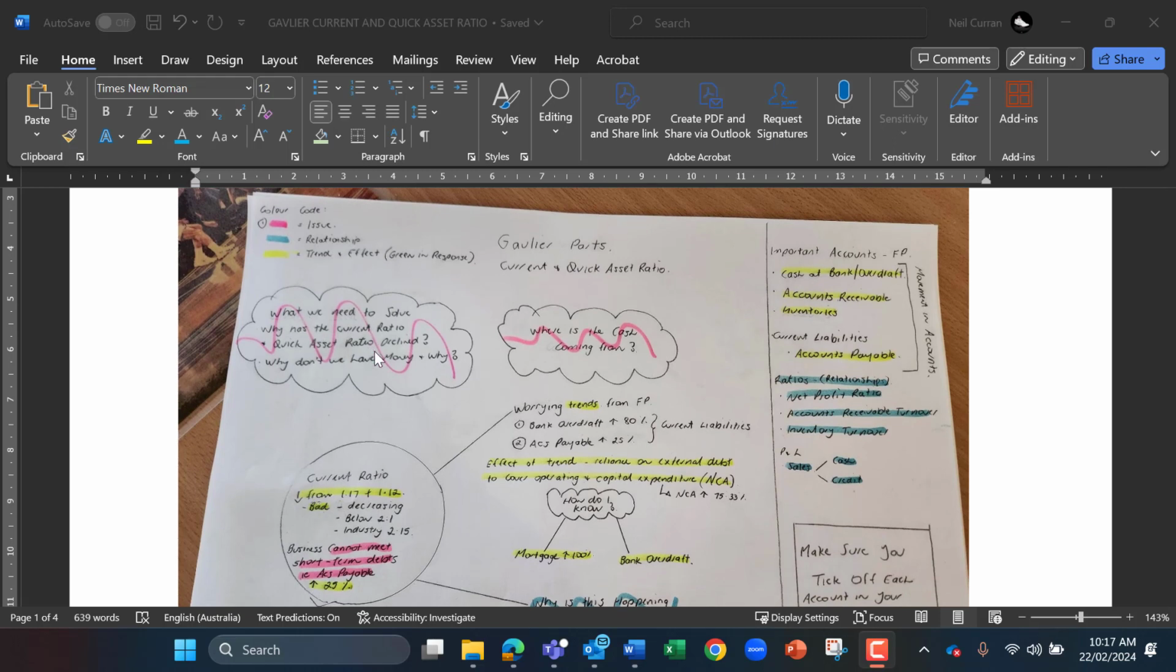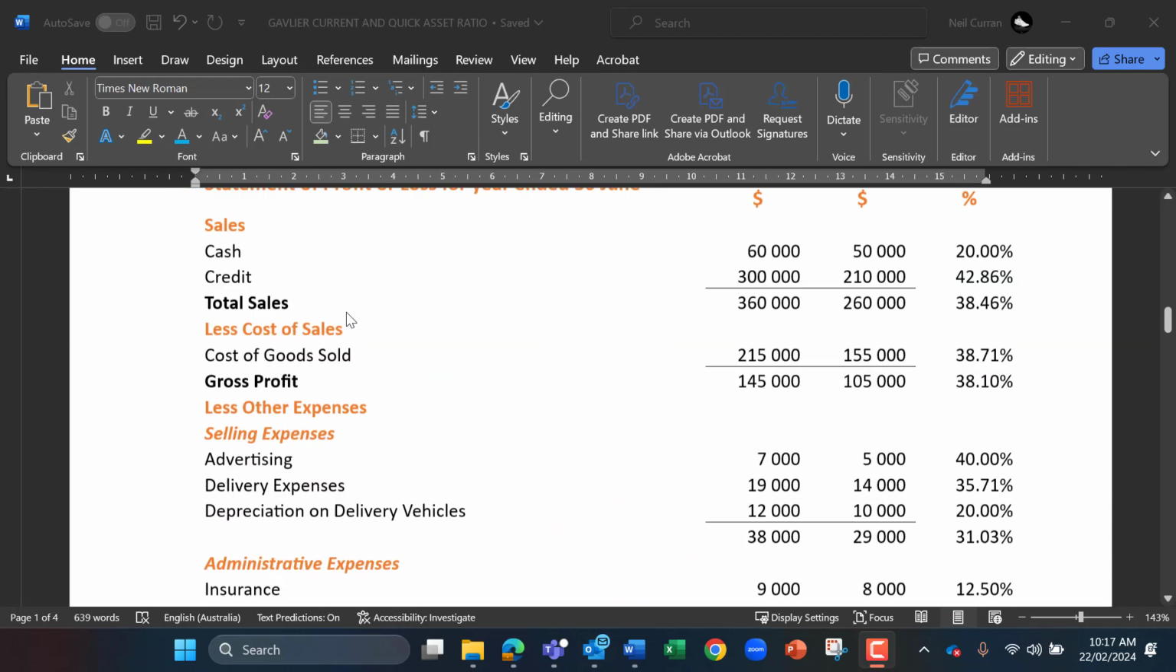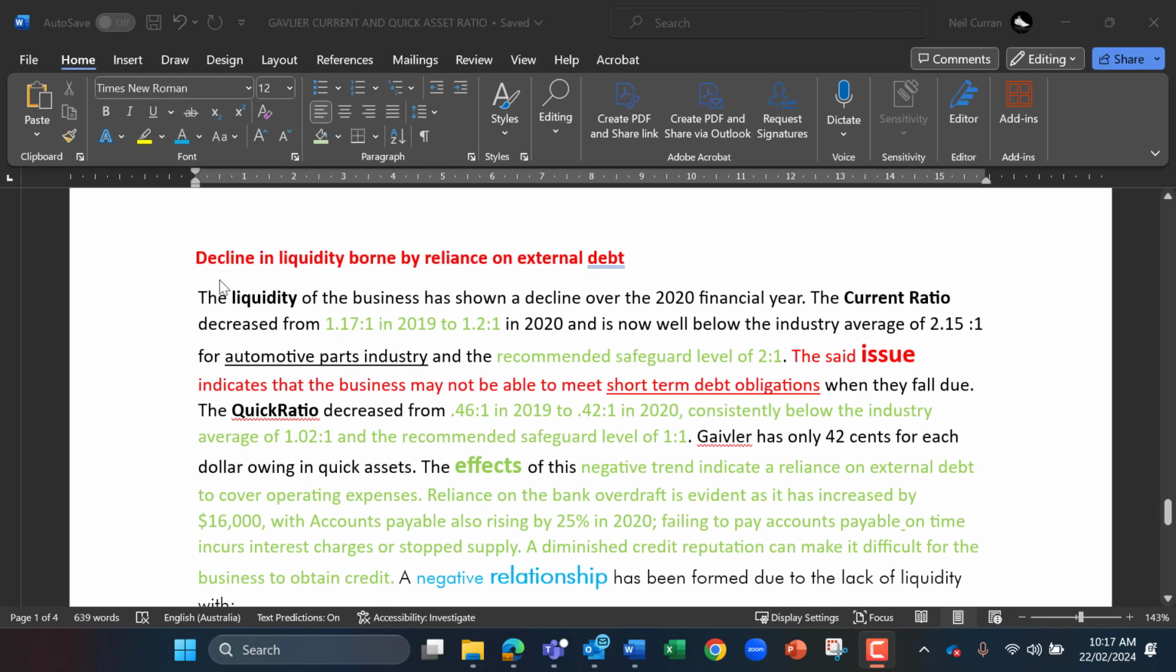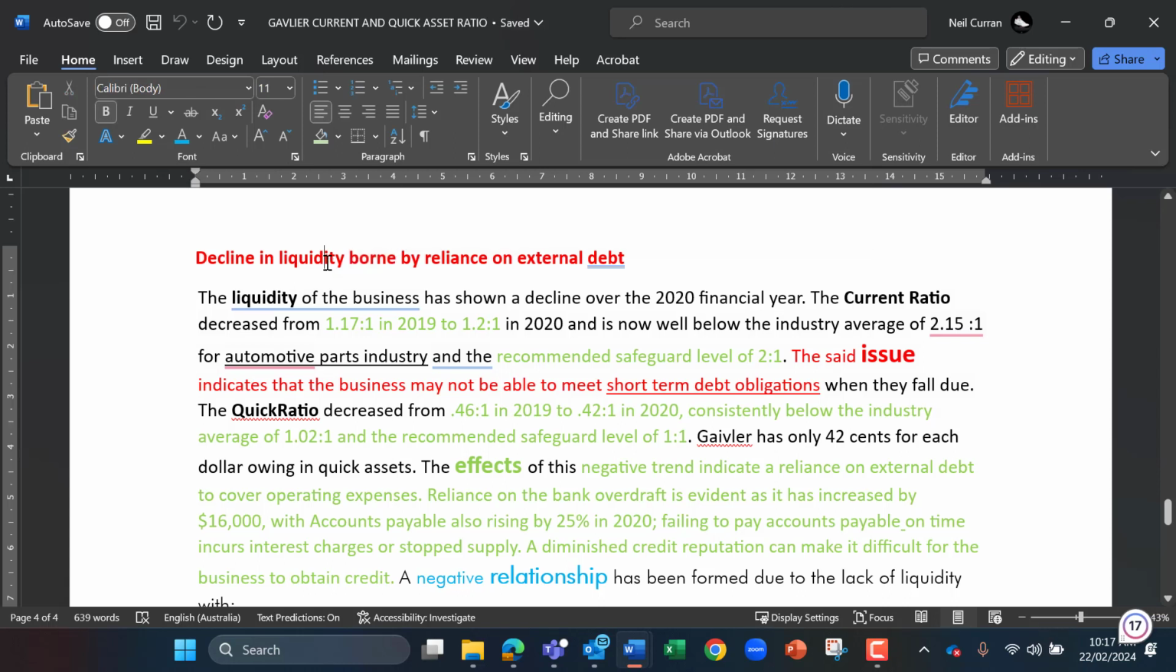The issue is that our cash flow is declining. So that will be your main heading there. If I go to my answer, as per the red book, I would put here as a main heading, decline in liquidity borne by reliance on external debt. Borne is basically as a result of. You do not need a conclusion or introduction because this is a report excerpt. You will need headings to get the maximum marks in your genre.